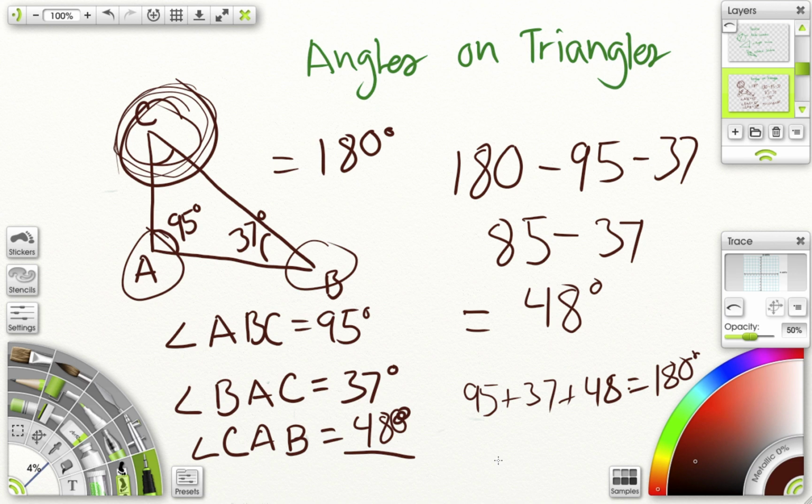So that is going to be our work for today. Pretty simple. You guys have already been doing this with supplementary angles. This time you're just dealing with 3 angles instead of just 2. So you take 180 and you subtract the 2 angles that are given to you to find the missing angle. And that's all it's going to be.